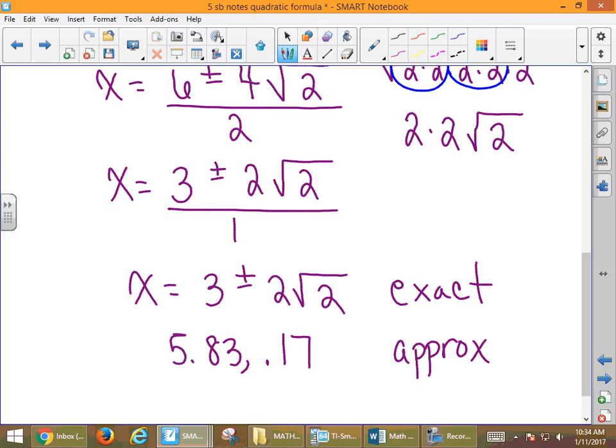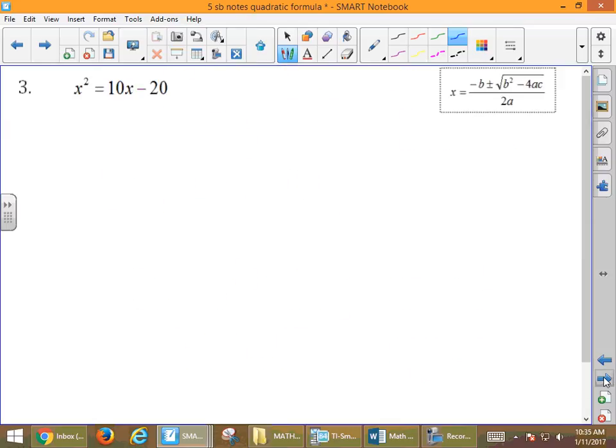In other words, what you're seeing is there are 2 solutions for these problems. We kind of have a routine now. We look at our equation, we make sure that the equation is set equal to 0. In this case, it is not. We identify A, B, and C, and then we put those values back into the quadratic formula.